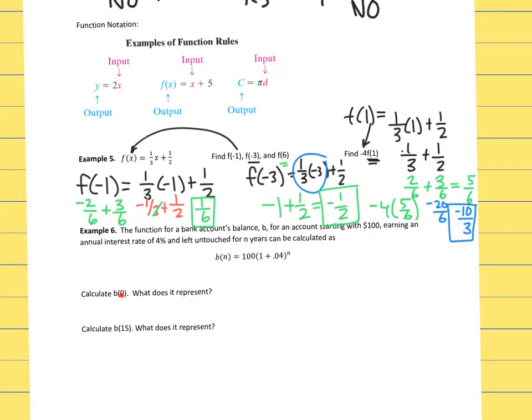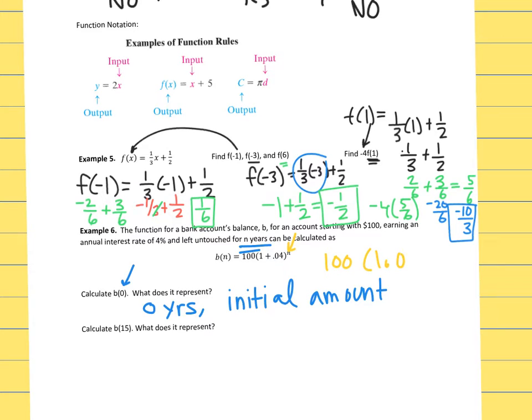So this independent variable stands for n, which is years. So 0 means 0 years, or initial amount. So it represents the initial amount that you're plugging in. So if I plug in 0 for n, this is going to be 100 times 1.04 to the 0. Anything to the 0 power is 1. So this is going to be 100, which I know anyway because that's how much money you put in.